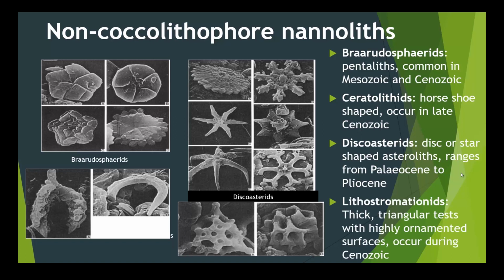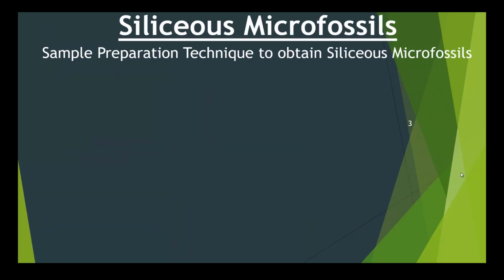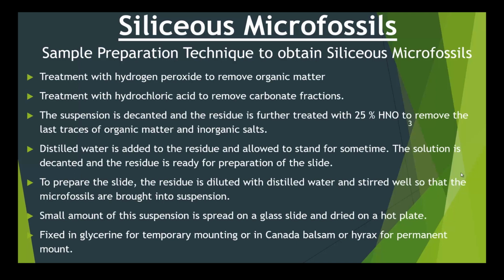Now let's come to another type of microfossils. In fact, let's first discuss how to prepare the samples to study them, the siliceous microfossils. Sample preparation techniques involve treatment of the samples with hydrogen peroxide to remove organic matter, then treatment with hydrochloric acid to remove carbonate fractions.